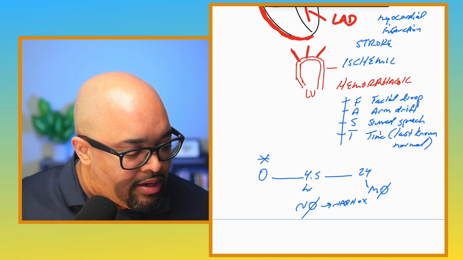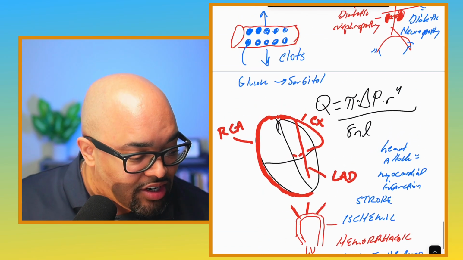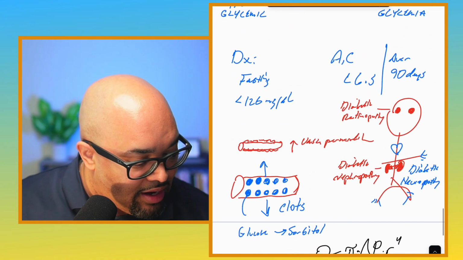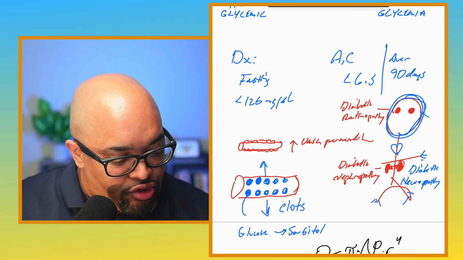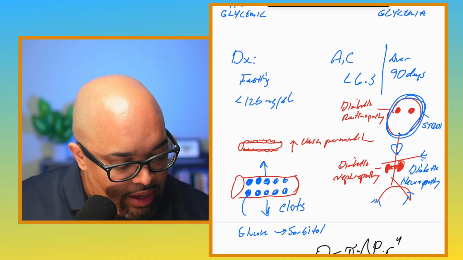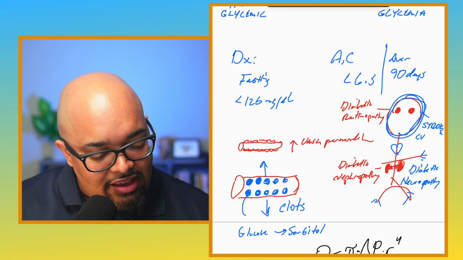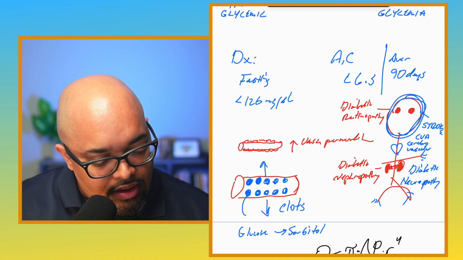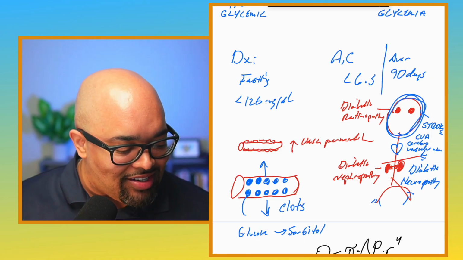Okay. So we just talked about stroke. Another major complication of diabetes is strokes. So let's go back to our little stick man here. And for the brain, we're going to put strokes. Okay. What's our medical term for stroke? That's going to be a CVA, also known as a cerebrovascular accident. Okay. So those are some complications.